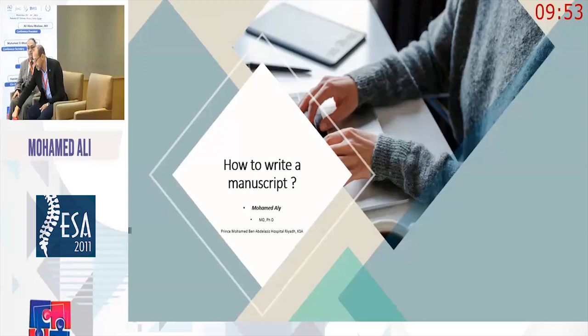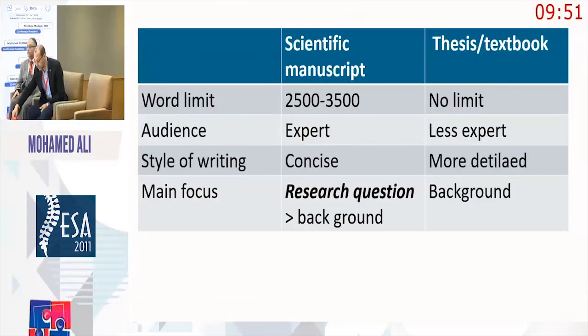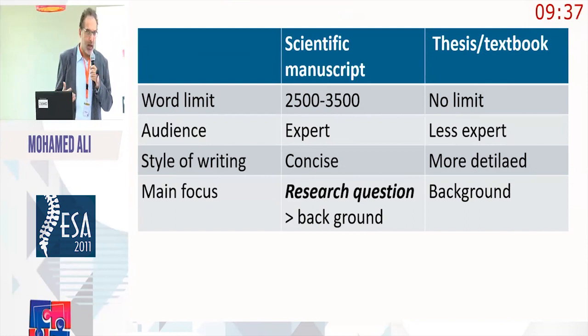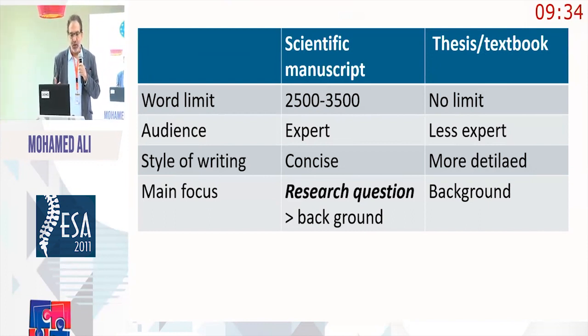I think one of the major problems in our writing in local areas is not having a clear idea about the main reasons why you are writing a manuscript. For a research manuscript, you have limited space, usually 2,000 to 3,000 words. The audience are experts, so you should focus more on the research question and the answer rather than the background information. I think most of us start by writing theses or review articles, so understanding the difference between writing a scientific manuscript versus a thesis is important.